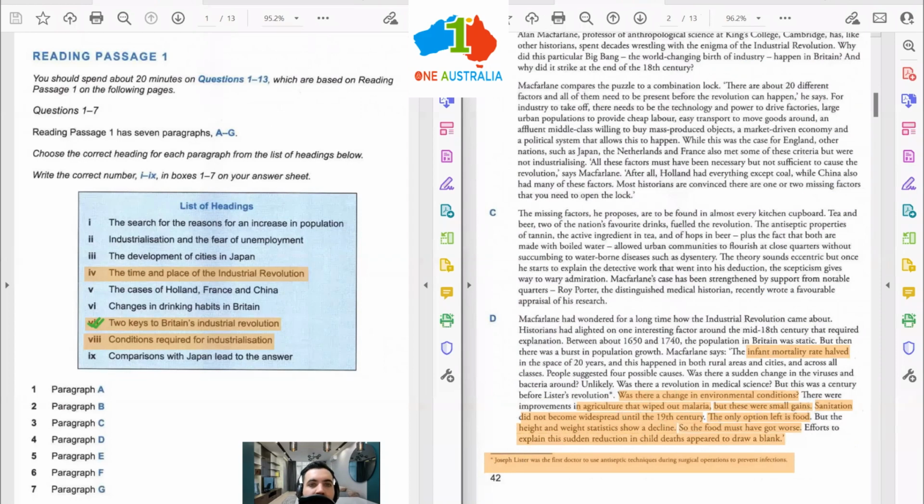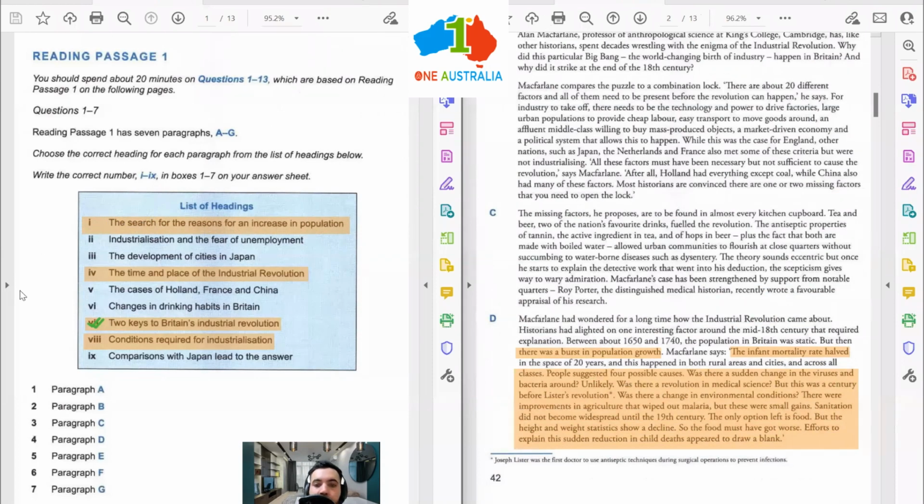Let's read the heading. What should be the heading here? The search for the reasons for an increase in population, very first heading becomes our answer. Yes, if I highlight it for you, the specific places where they have talked about it: there was growth in population, infant mortality rate decrease. If the number of babies who were dying decreased, obviously it means population was growing, right? And then they're giving all these causes which they were trying to find out about. So that becomes our answer for 1 here. So we can mark our answer for paragraph D as option 1.